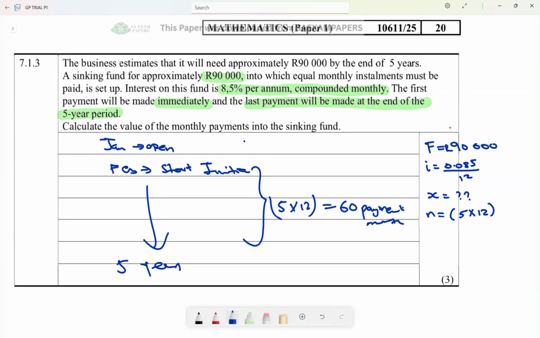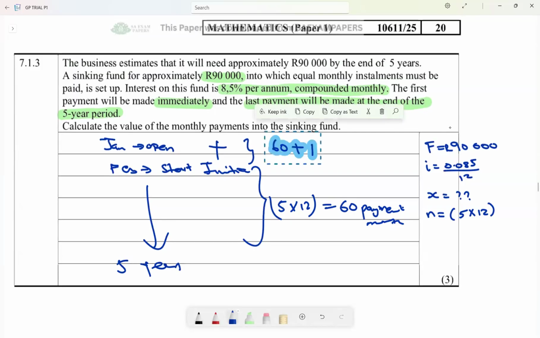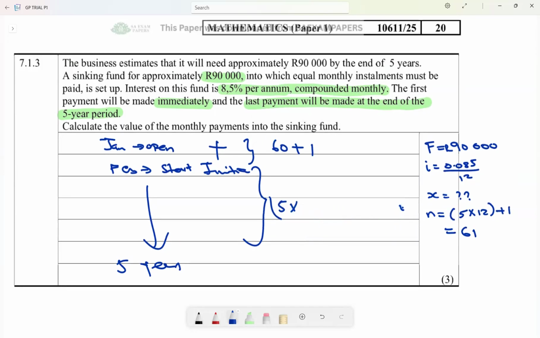But now when you start immediately, you are adding that one. So the number of payments will be 5 times 12 plus 1, which is now 61 payments that you're going to do. And if you ended early, let's say 2 months earlier, you say plus 1 for immediate and then minus 2 for ending earlier.